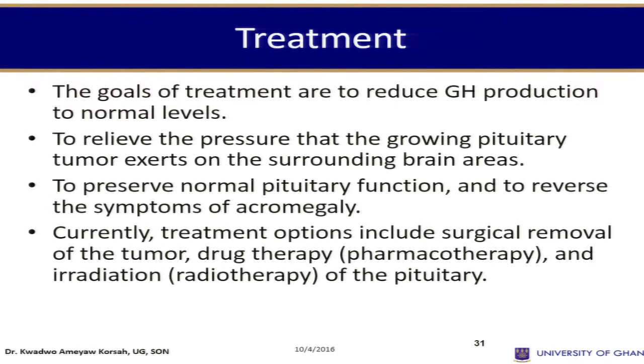Treatment. The goals of treatment are to reduce GH production to normal levels and to relieve the pressure that the growth pituitary tumor exerts on the surrounding brain areas, and to preserve normal pituitary function and to reverse the symptoms of acromegaly. Currently, treatment options include surgical removal of the tumor, drug therapy, which is pharmacotherapy, and irradiation, which is radiation therapy, of the pituitary.